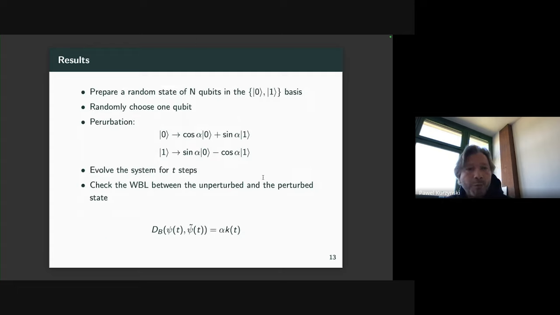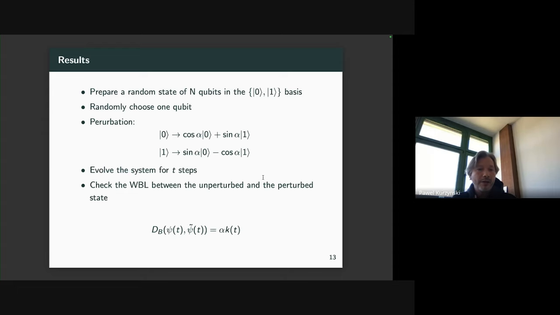More precisely, what I did was the following. Initially I prepared a random state of n qubits in a classical basis. So the state was classical. It was just a bit string of zeros and ones, but a random one. And then I introduced a perturbation. You randomly choose one qubit from this whole set, and you perturb it in such a way that you simply rotate it by some angle alpha. So zero goes into a superposition of cosine alpha zero plus sine alpha one, and one goes into a superposition of sine alpha zero minus cosine alpha one. And then this is the perturbed state.